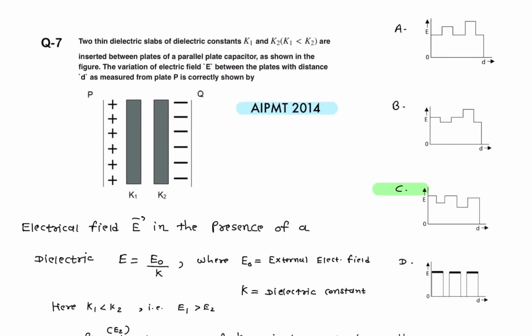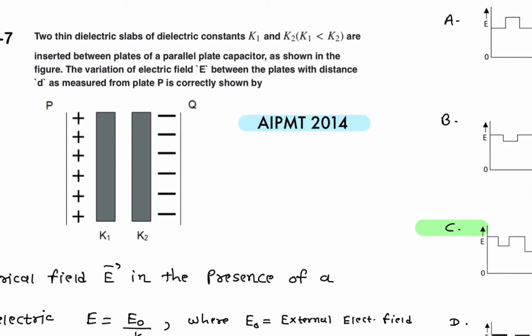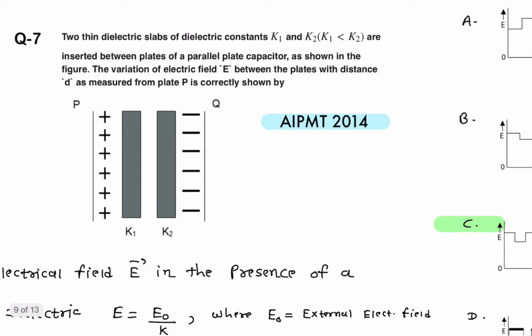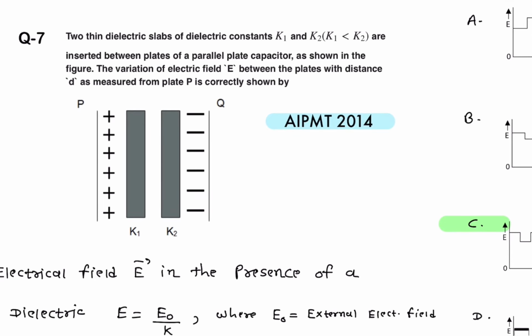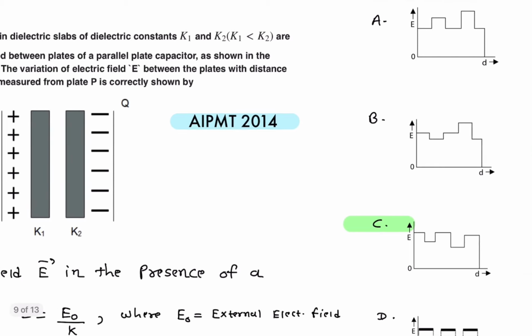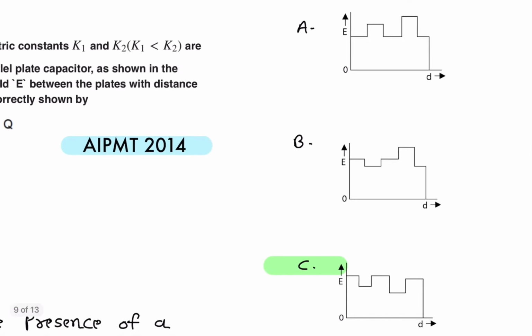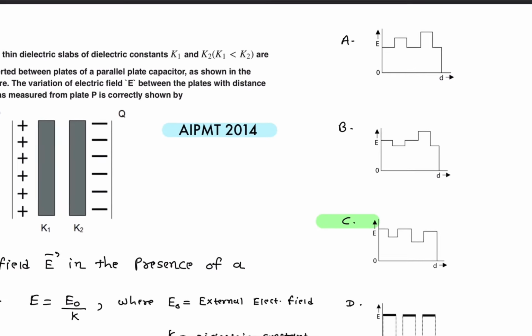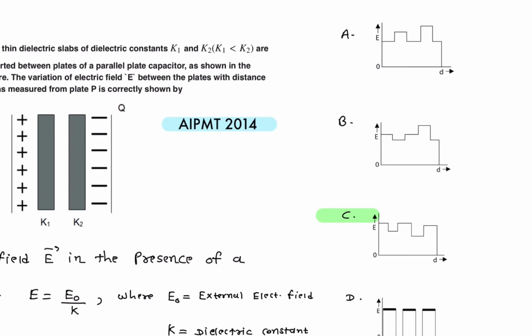Question number 7. Two thin dielectric slabs of dielectric constants K1 and K2, where K1 is less than K2, that means here K2 is greater than K1, are inserted between the plates of a parallel plate capacitor as shown in the figure. The variation of electric field between the plates with distance d as measured from the plate is correctly shown by. That is, we have to find out the correct graph between electric field and distance of separation, or the distance between the two plates of the capacitor.